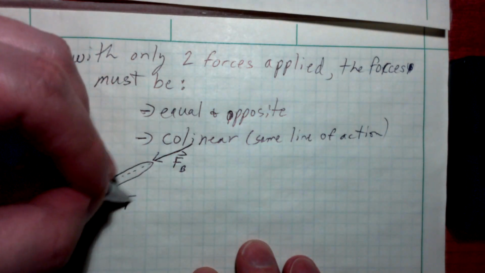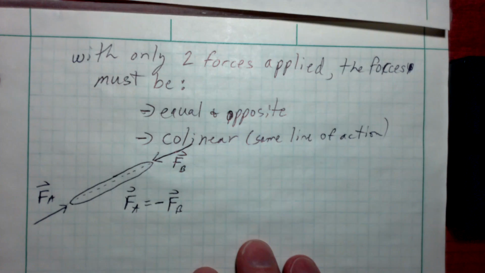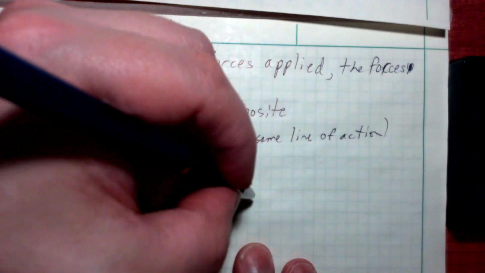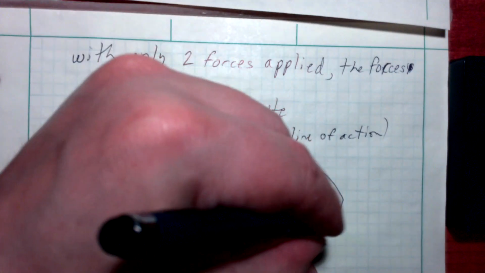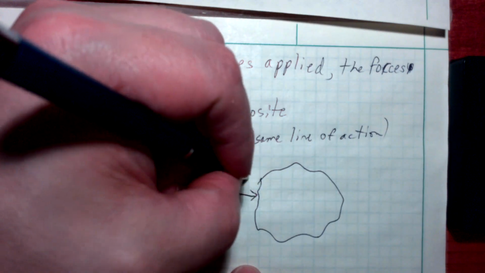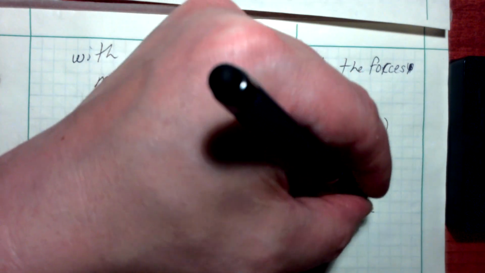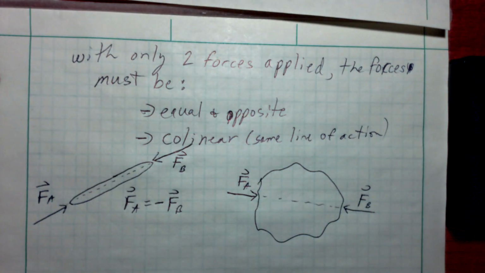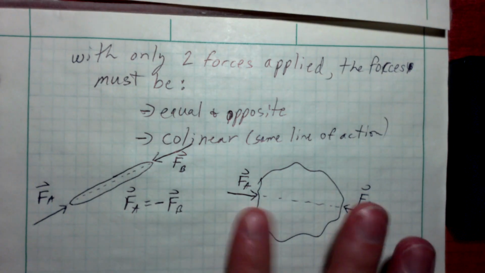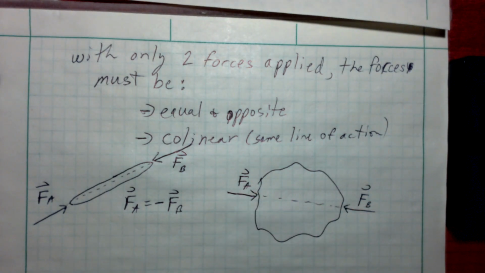They have to be equal and opposite. It can be some sort of a mutant potato, so long as force A is collinear, equal and opposite with some force B. If either force is larger than the other, this is going to accelerate in the direction of the larger force.